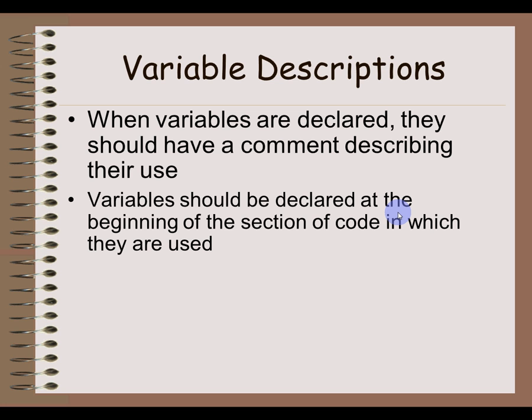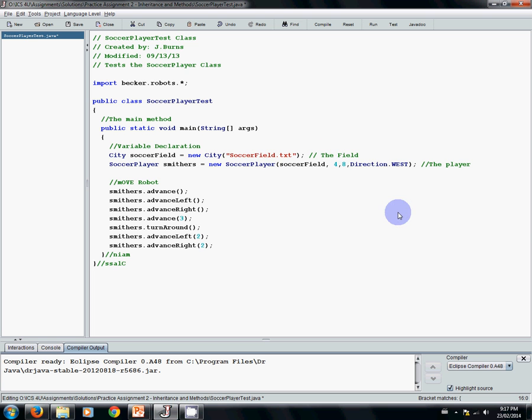And whenever you declare those variables, they should always be declared together in a group at the beginning of the section of code in which they're used. Again, you can see the example here. Here's where my variable declarations are happening. Okay, I've declared a city and a soccer player object, so two separate objects, and here's a description of what those things are.